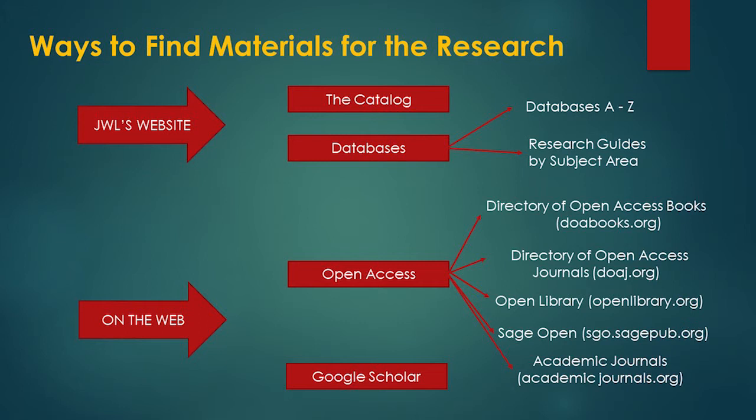Another way to find materials is to search the web. And here you also have a couple of options. There are open access initiatives, which provide free material. For instance, the Directory of Open Access Books, the Directory of Open Access Journals, Open Library, SAGE Open, an academic journal. These are all open access sites that you can use and retrieve free materials. And also you can search Google Scholar, which we'll be talking about a little bit later on.